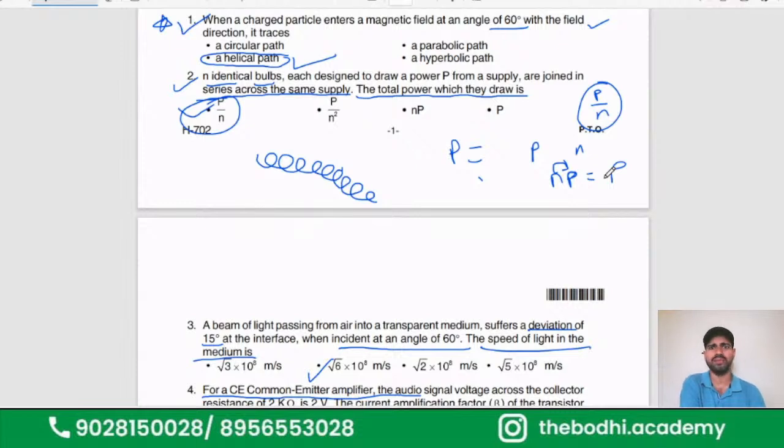Resistors mean fan, light, TV, refrigerator, washing machine, etc. They all are examples of resistors. So the more you connect, the more power is consumed, right? So the total power they consume will be P by N, equally divided among them. Am I clear? Okay.